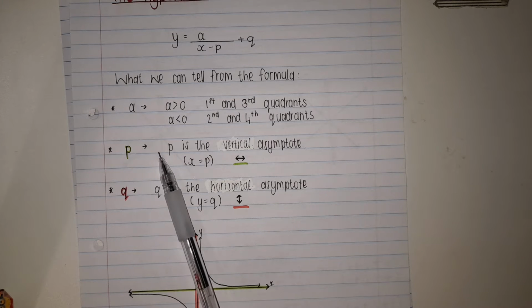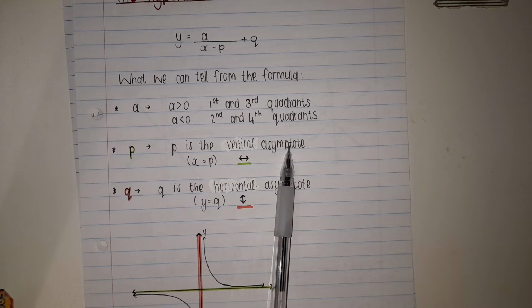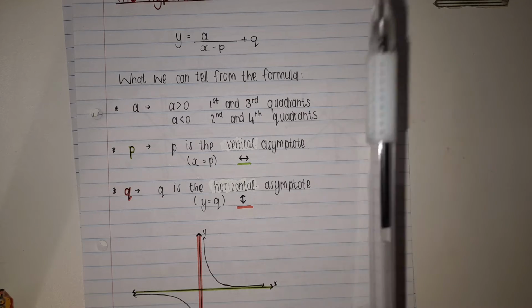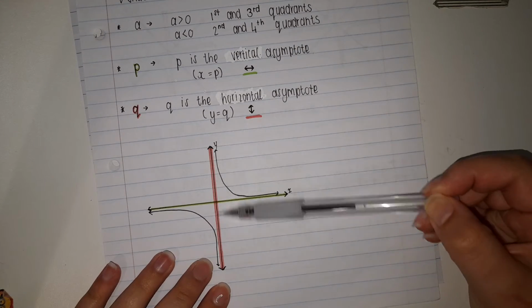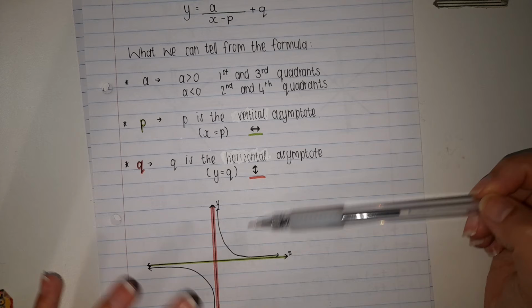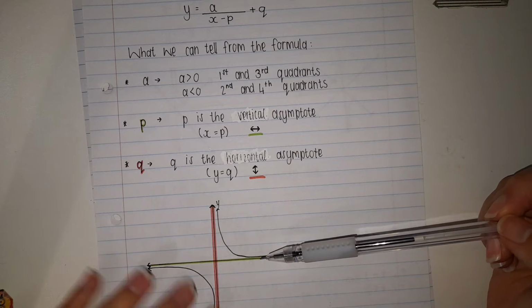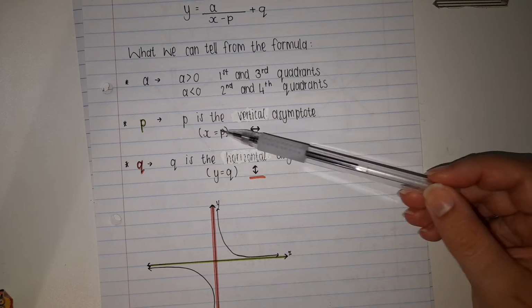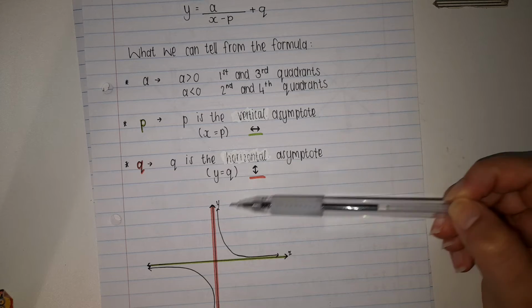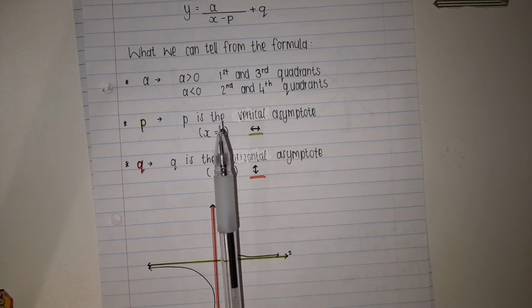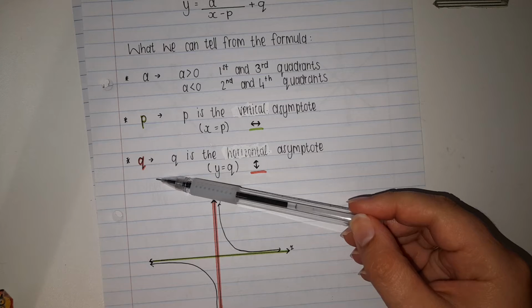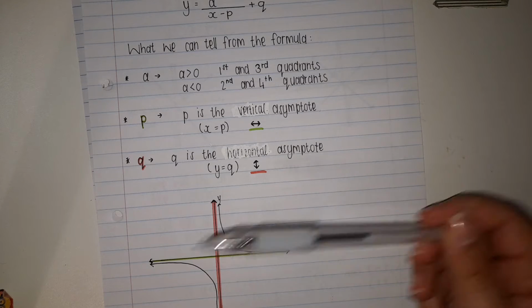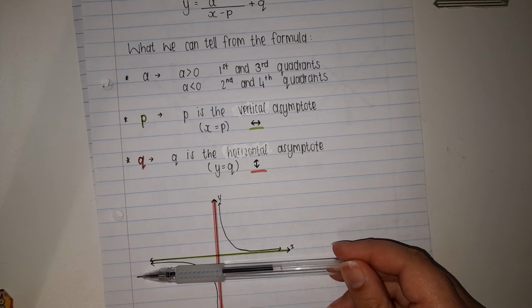So P is the vertical asymptote, meaning the up and down. Like this is my vertical asymptote. You'll see my color codes are a bit different, and I'll explain it in a second. So P is my vertical asymptote. Okay, vertical, straight up. Q is my horizontal asymptote, meaning if I look over the horizon.